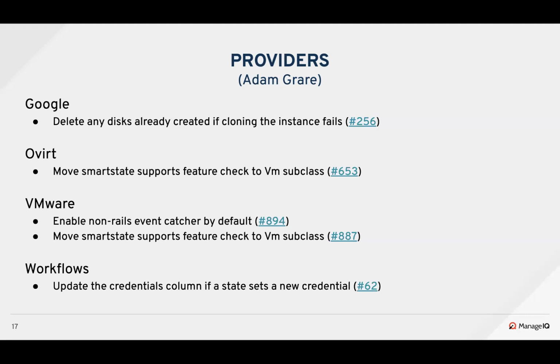For oVirt, Nasser moved the smart state supports check out of the core classes and into the VM subclass, which gives us more control over whether smart state is supported or not on the VM. For VMware, he also enabled the non-Rails event catcher by default after the Kafka changes got merged, which I'm sure Joe will talk about. This is pretty big because it allows us to reduce the memory usage by a significant amount. I think we'll have a demo of that probably next sprint. And he also did the same smart state change for VMware as he did for oVirt.